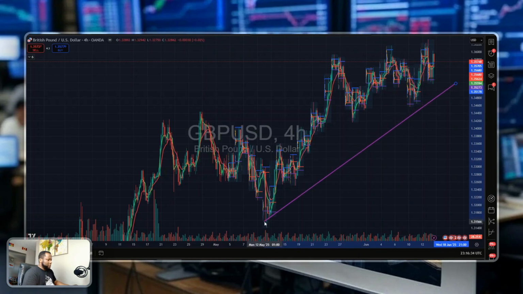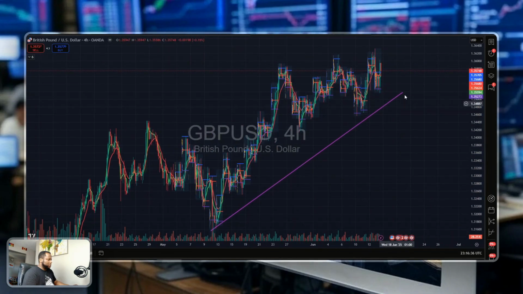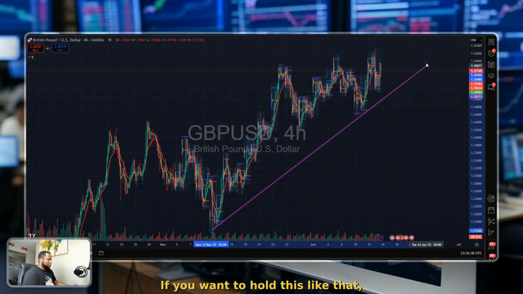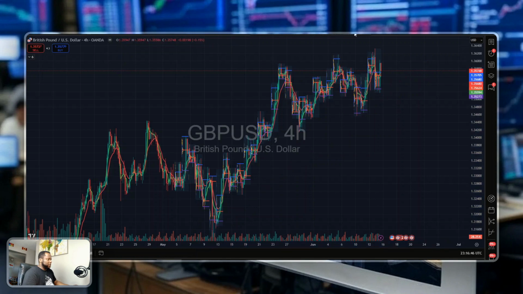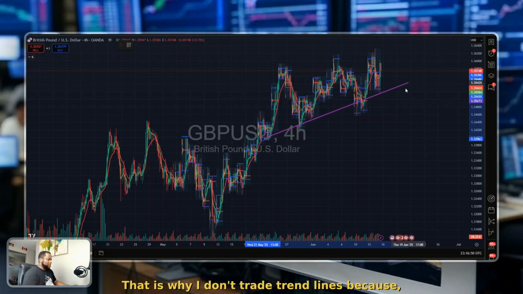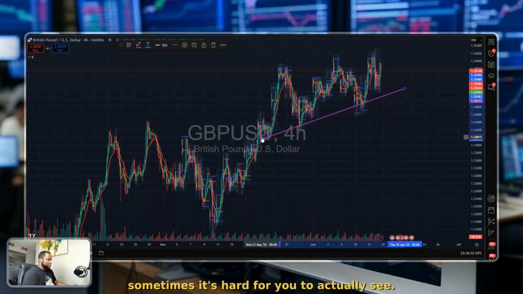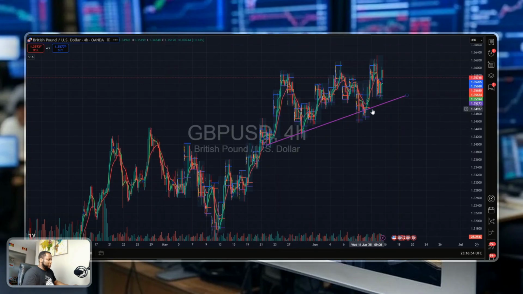If you want to do that, okay. If you want to hold this like that, then we have 2 touch points. All right, that is not really accurate. I will take that off. Or we can do this. That is why I don't trade trend lines, because sometimes it's hard for you to actually see exactly.